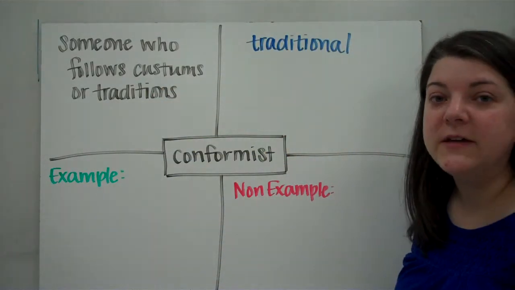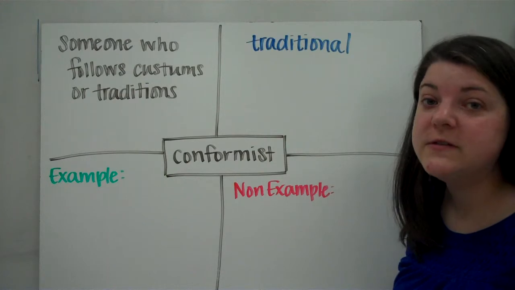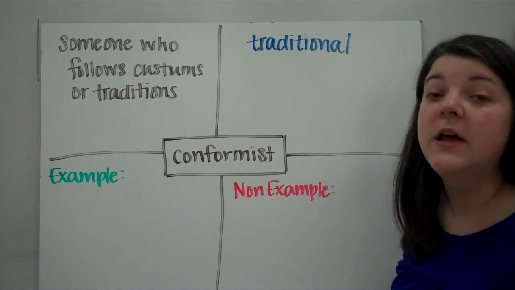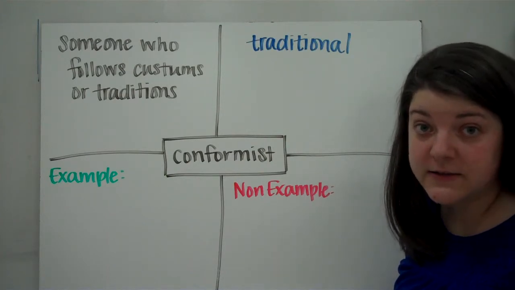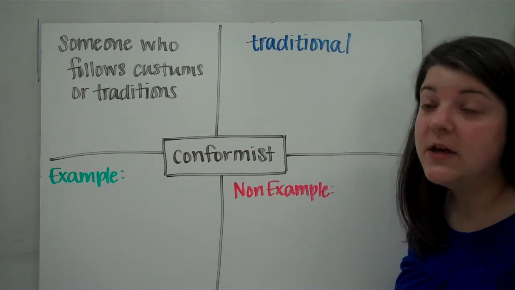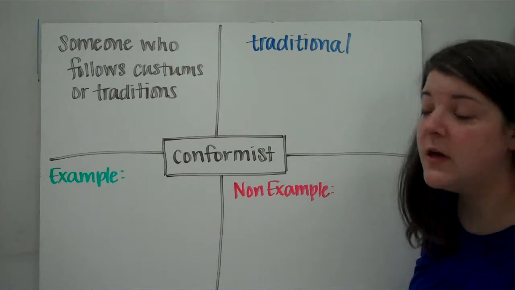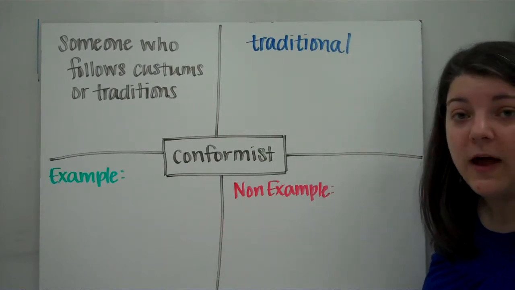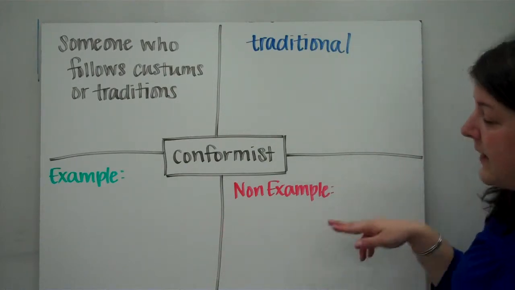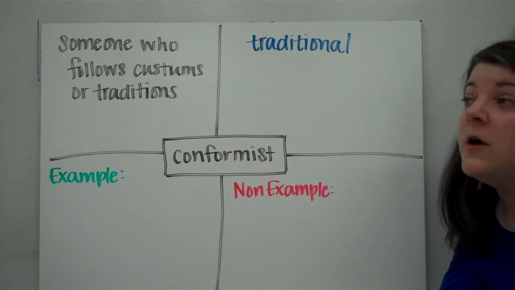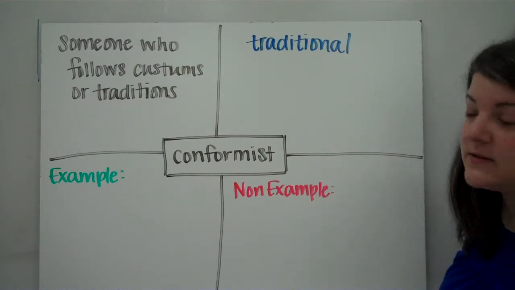Our next word for the week is conformist. A conformist is someone who is very traditional. They're going to follow social customs and traditions. So they're going to be very traditional and they're going to stick to the rules. So give me an example of someone in your life who is a conformist. Now give me an example of someone in your life who is not a conformist.